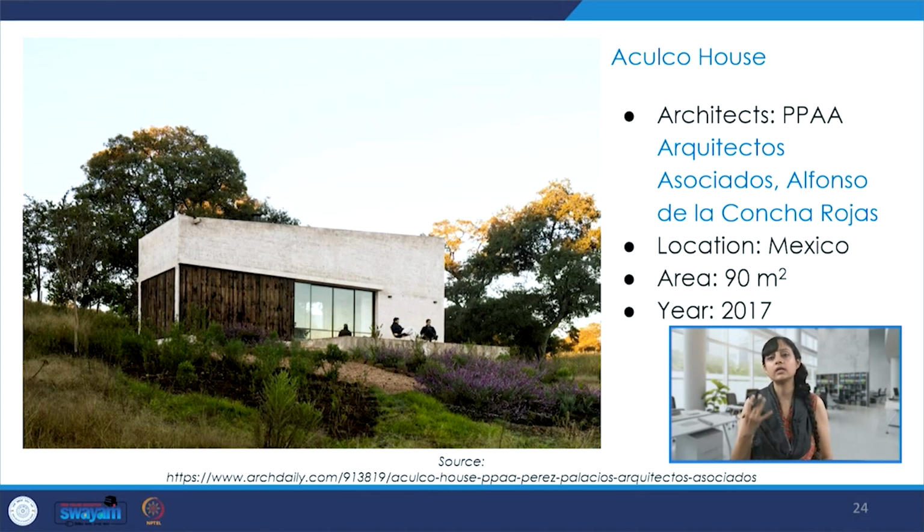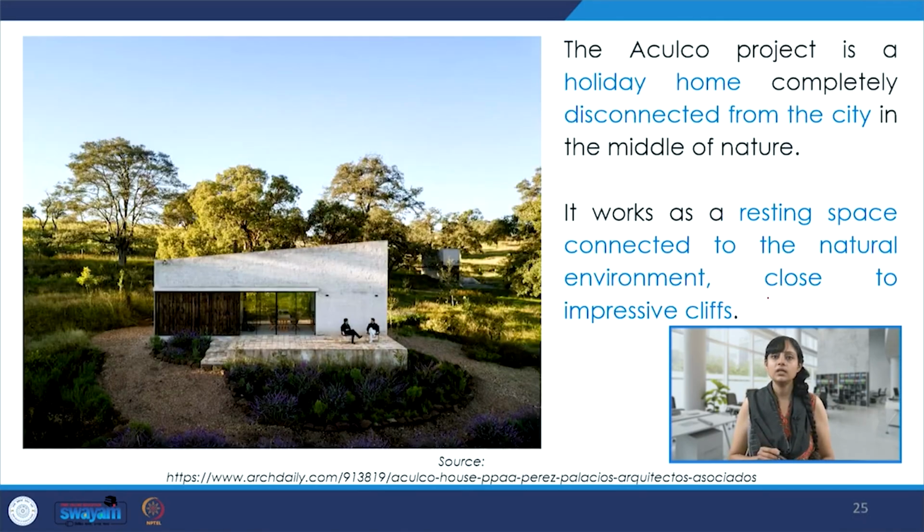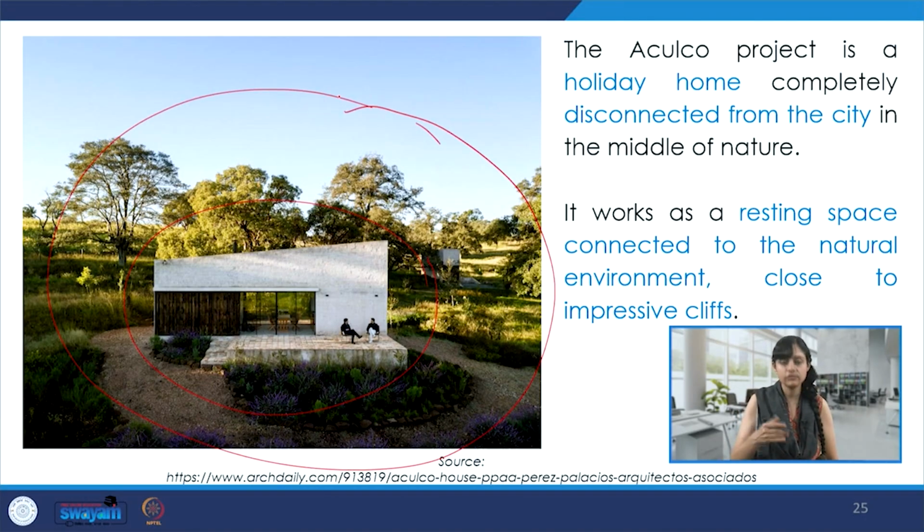This is Acalco House, and it's in Mexico. It's also compact, 90 square meters, 2017. And here, if you see again, it is such a compact space, but again utilizing the settings of the site and a very interesting utilization of the surrounding space and closeness to nature and the kind of retreat.